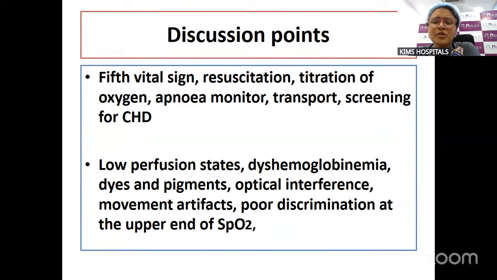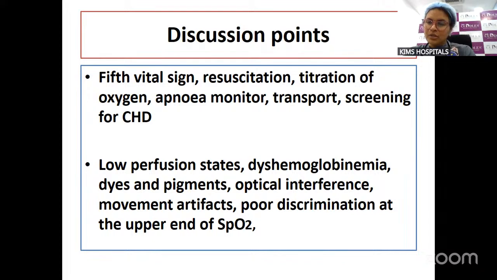Some of the important limitations of saturation monitoring include low perfusion states like shock and hemodynamic disability, or dyshemoglobinemia, carboxy or methemoglobinemia, where pulse oximetry can have some limitations. The presence of dyes and pigments, especially nail polish over the baby's nails, can interfere with pulse oximetry. Optical interference because of bright ambient light, such as in phototherapy, also sometimes can be an interfering factor, and so also with movement artifacts. It can also be a problem with poor discrimination at the lower and upper end, especially at the upper end of the saturation spectrum.